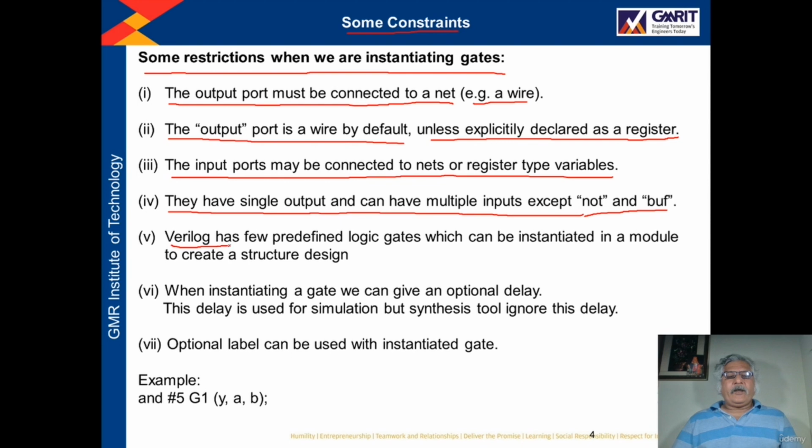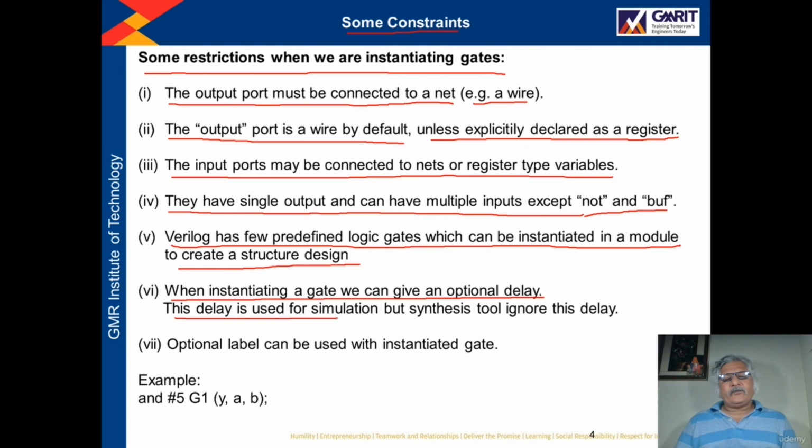Another constraint: Verilog has a few predefined logic gates which can be instantiated in a module to create a structural design. So predefined logic gates are there. We can use these gates for instantiation purposes. When instantiating a gate, we can give an optional delay. We can give the delay also when we are instantiating a gate in our module, but this delay is used for the simulation, right?